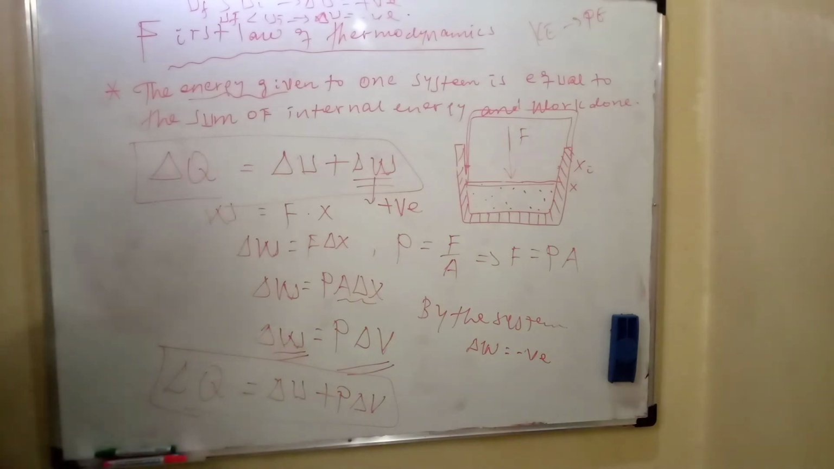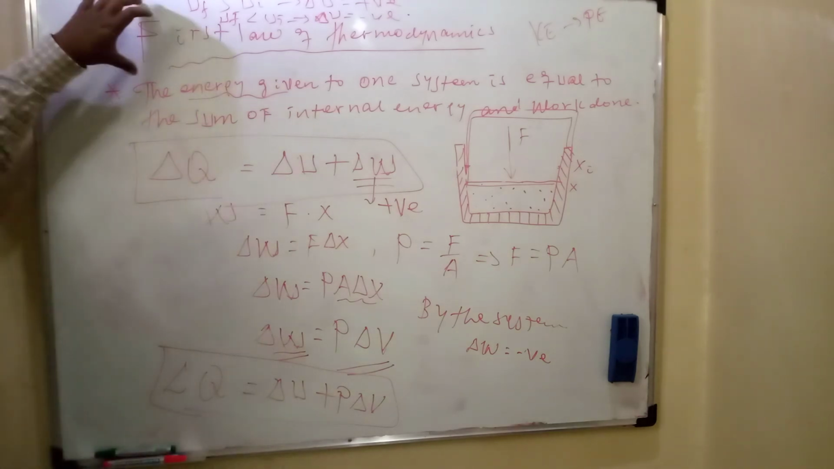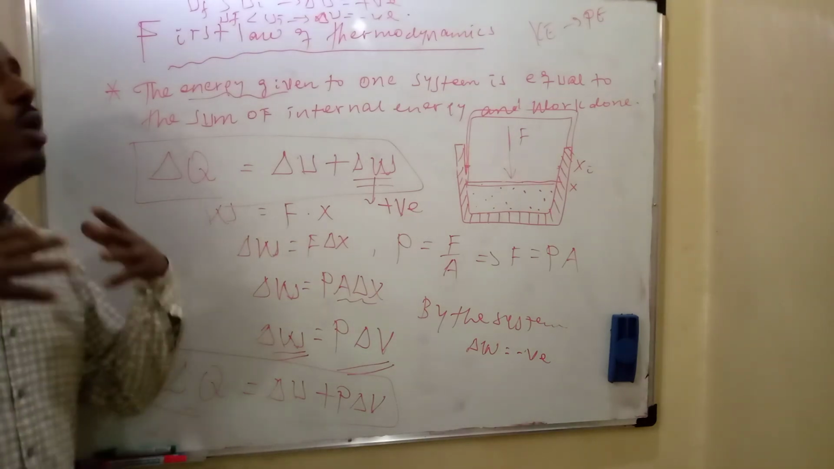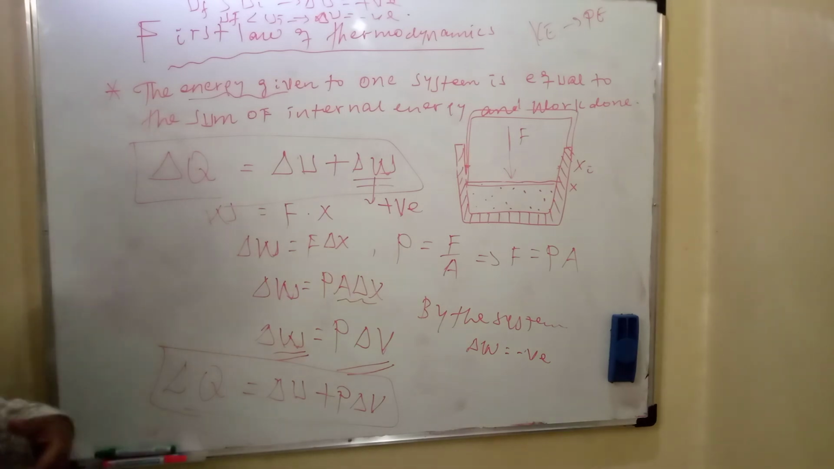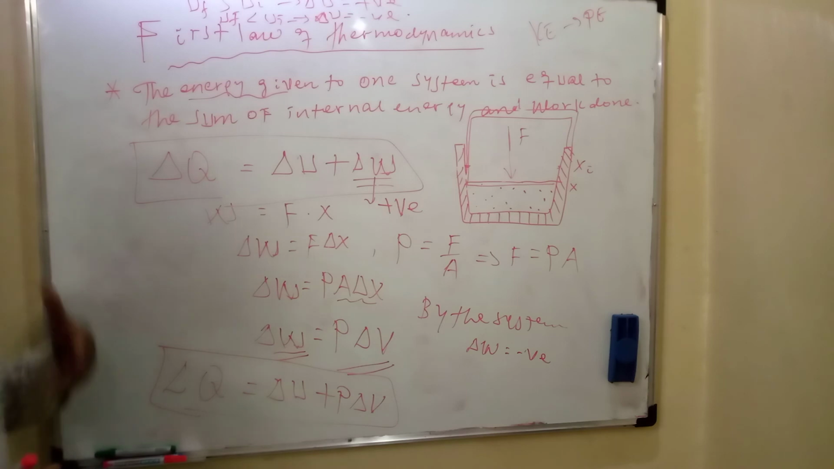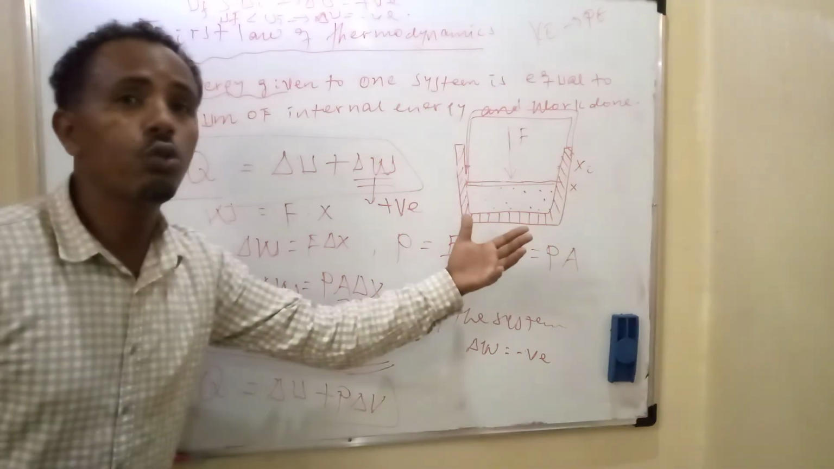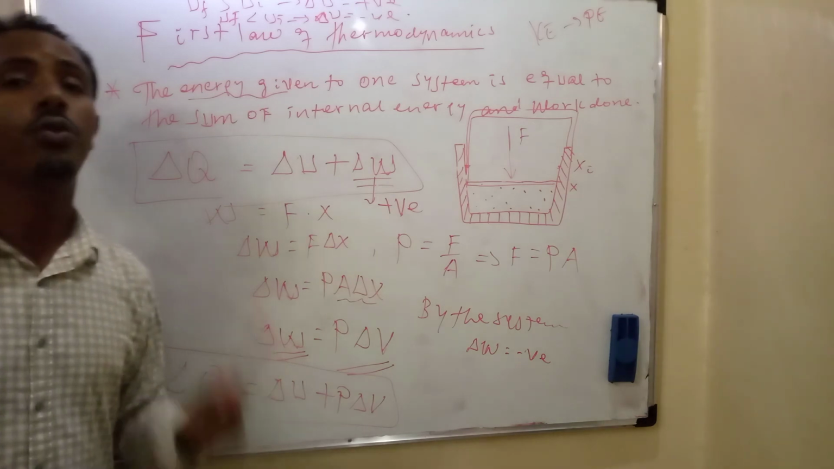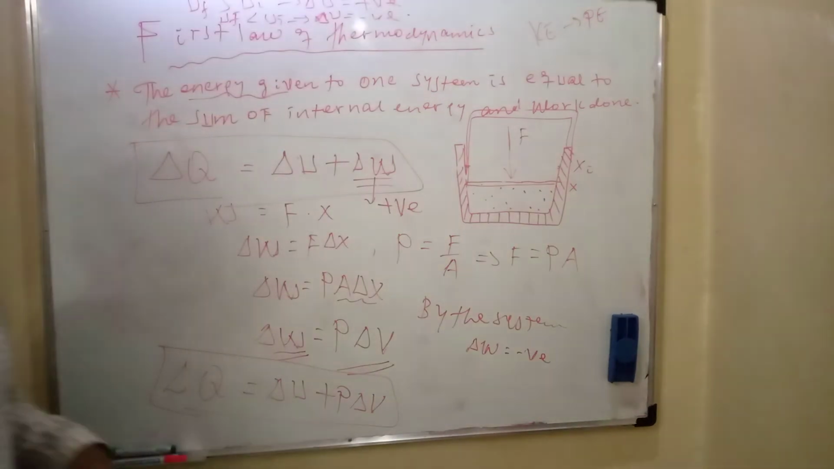Generally, in this video, we have seen the first law of thermodynamics. The first law of thermodynamics is the restatement of the law of conservation of energy. Under the first law of thermodynamics, the energy flowing to one system is equal to the sum of the internal energy of that system and the work done on the system or by the system.